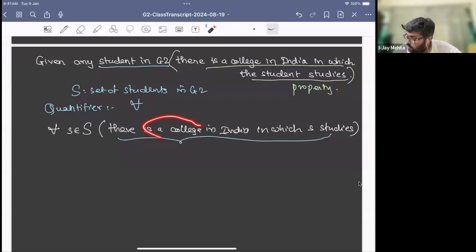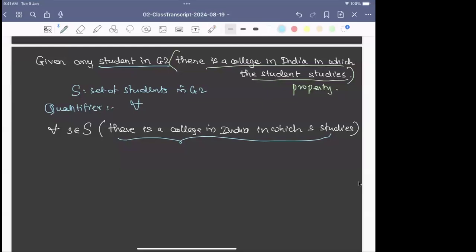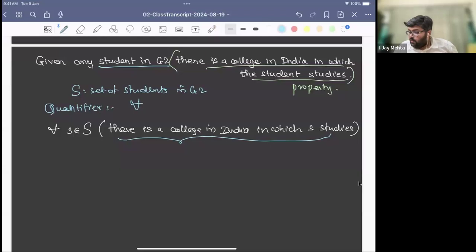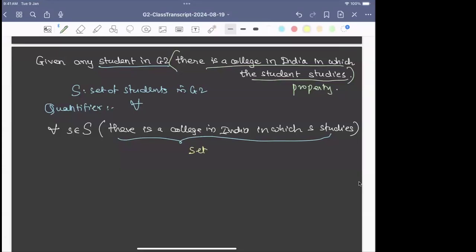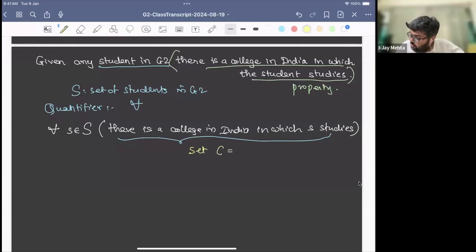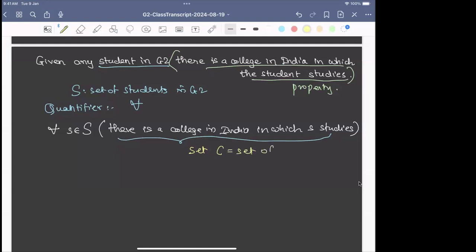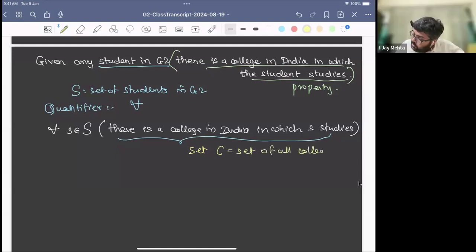What is the set here in this property, in this statement? There is a college in India. So what is the set here? A set of all colleges in India. Can I denote it by C? Yes, sir. Yes, the set of all colleges in India.